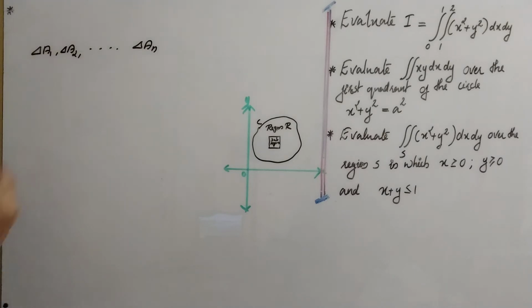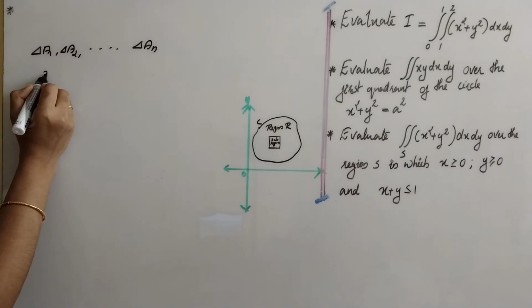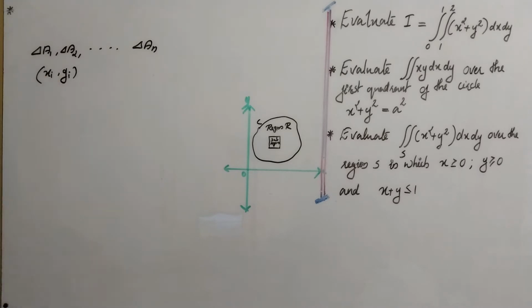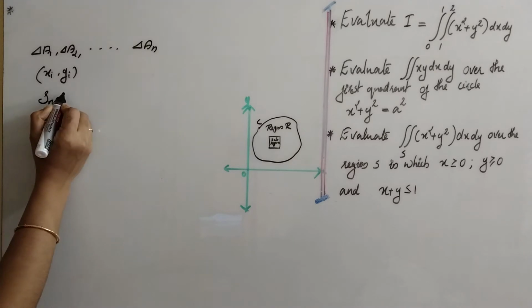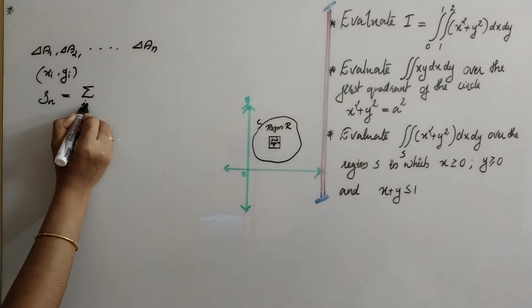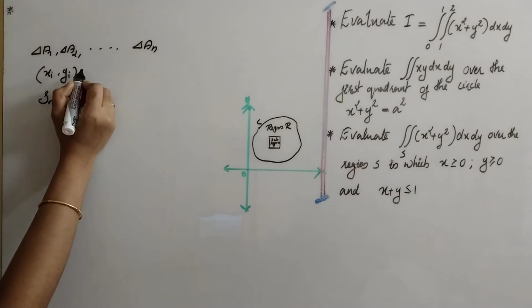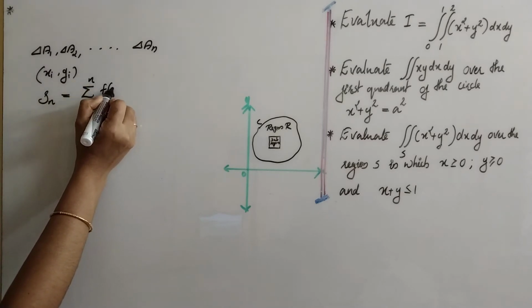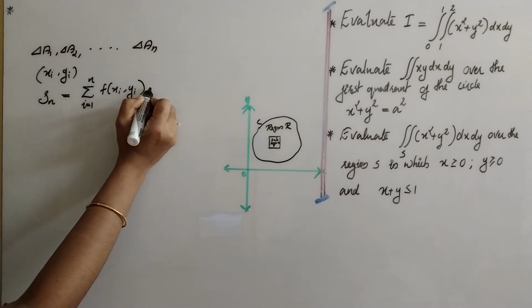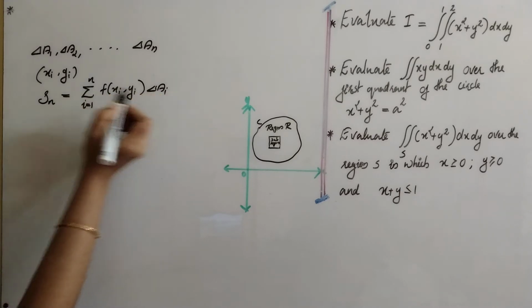And let xi and yi be any points in the subregion of area delta Ai, and consider the sum Sn is equal to summation i is equal to 1 to n f of xi yi into delta Ai.